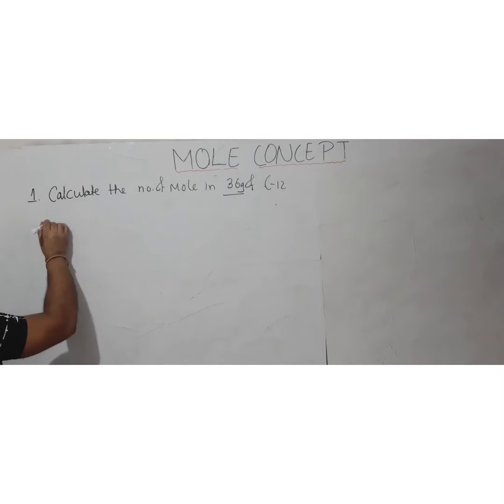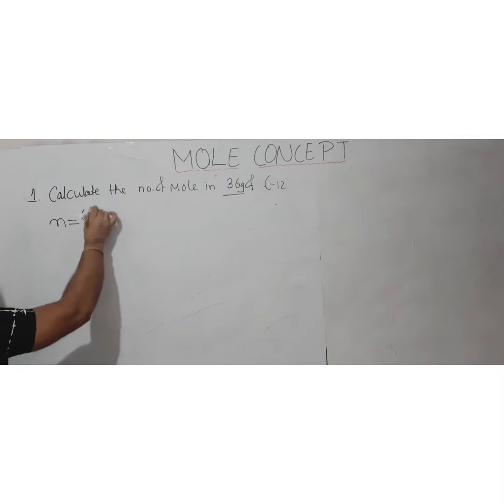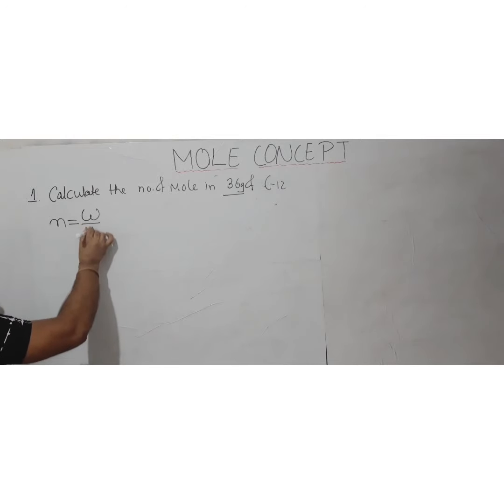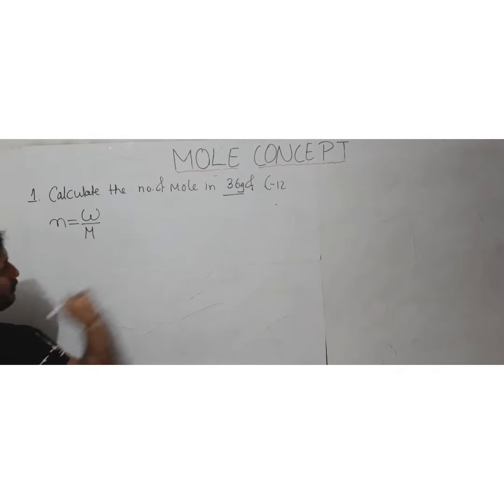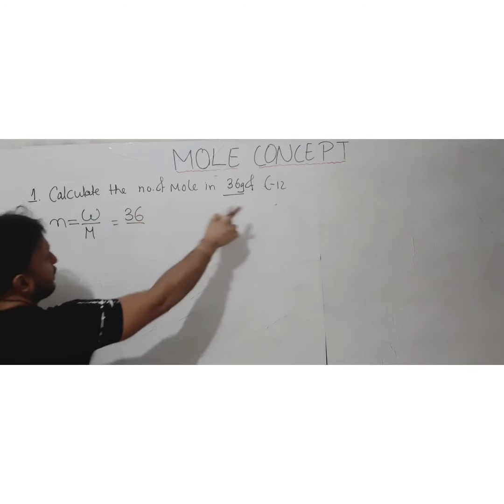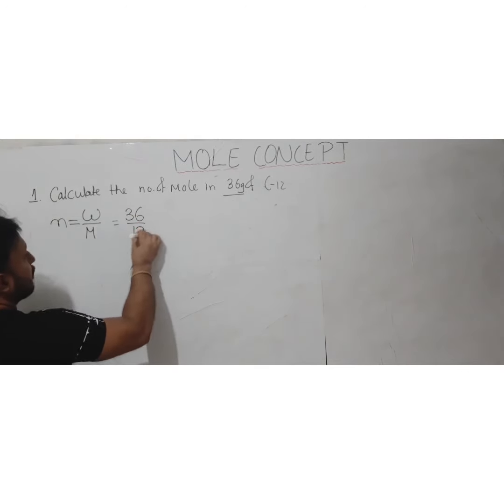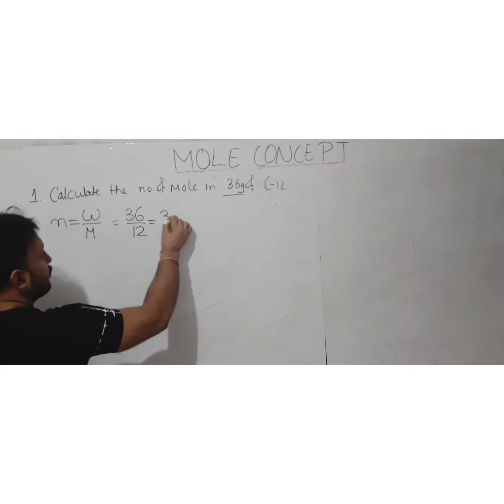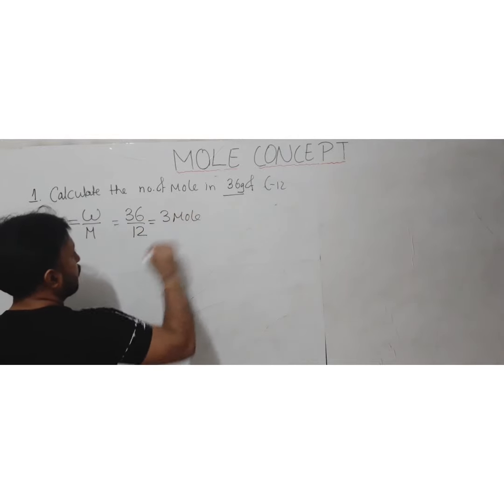Now you know how to calculate the number of moles by using a formula. The formula is number of moles is equivalent to given mass upon molecular mass. Now the given mass is 36 and we know that carbon 12 has a molar mass of 12, so the number of moles which are coming here is 3 moles.